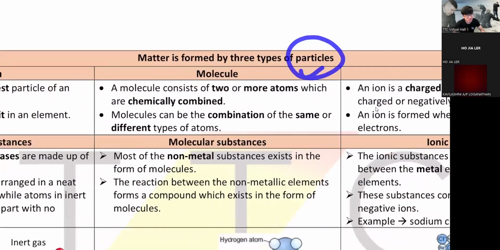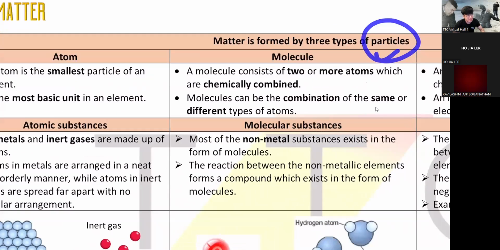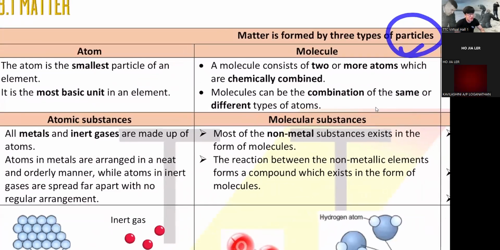In Form 1, you learned that particles have types. If you still remember, we have types of particles here. Hang on.